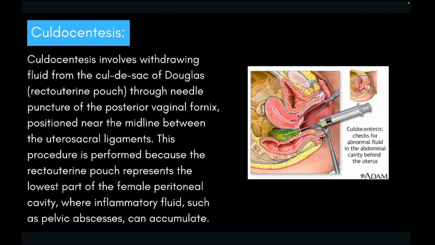I'd like to talk about culdocentesis next. Culdocentesis involves withdrawing fluid from the cul-de-sac of Douglas, also known as the rectouterine pouch, through needle puncture of the posterior vaginal fornix, positioned near the midline between the uterosacral ligaments. This procedure is performed because the rectouterine pouch represents the lowest part of the female peritoneal cavity where inflammatory fluid such as pelvic abscesses can accumulate. The procedure can be seen visually on the picture to the right, where you can see culdocentesis checks for abnormal fluid in the abdominal cavity behind the uterus. Let's go ahead and move on to the next concept.